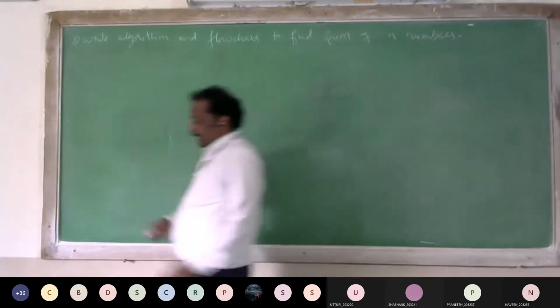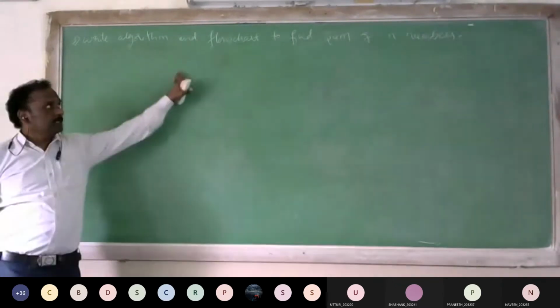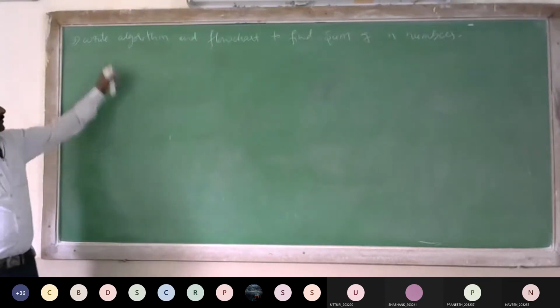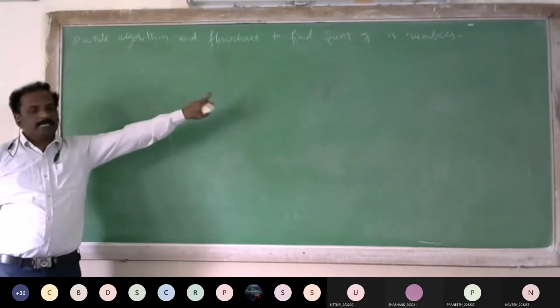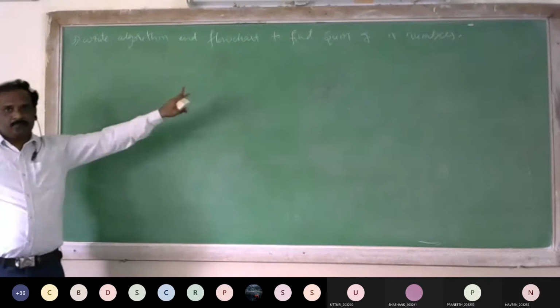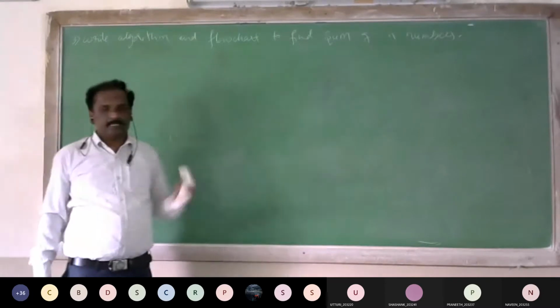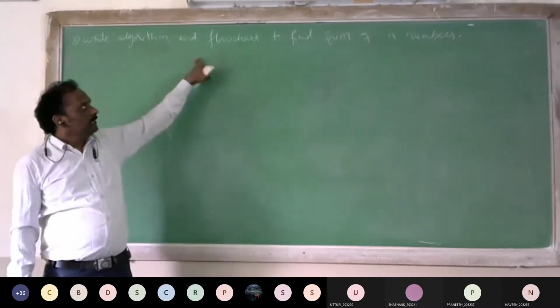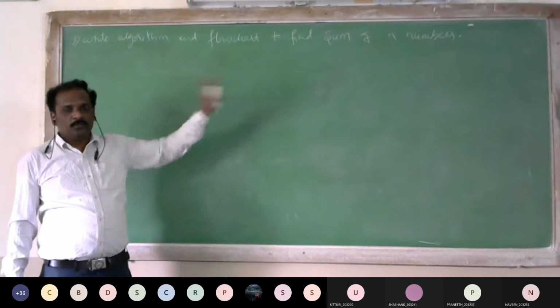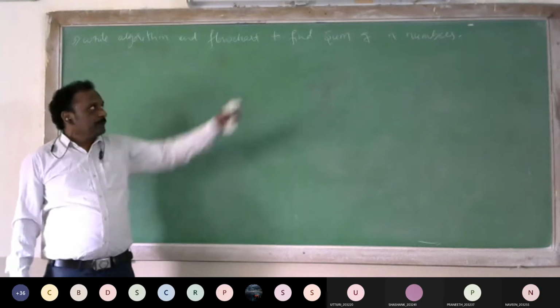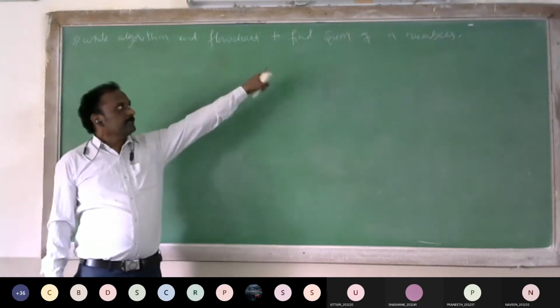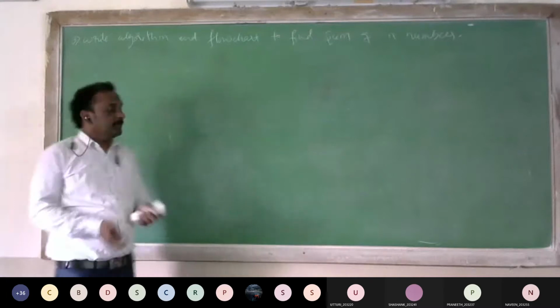To find the sum of n numbers. So first we need to understand what the problem is. Write an algorithm and process to find the sum. So we need to find the sum up to how many numbers? N numbers. So here you have to extract what we need to do and what input is required. So n is the input required. Using that n, we need to find the sum.